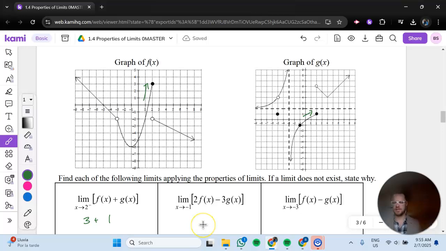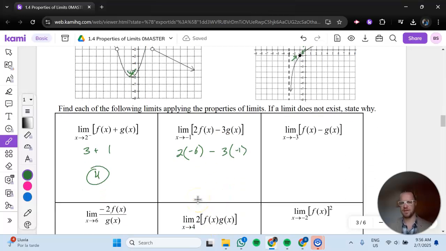Now this one, if we've got that constant in front, remember that constant doesn't matter, so it's going to be 2 times whatever the limit of f of x as x approaches negative 1 is. As we look at negative 1, from both sides here, we're approaching negative 6. And then same thing here, the 3 is just going to be multiplied by whatever g of x is as we approach negative 1. And in both cases here, we're approaching negative 1. So ultimately we get 2 times negative 6, which is negative 12, minus 3 times negative 1, which is really plus 3, or negative 9. Why? Because it's a negative times a negative.